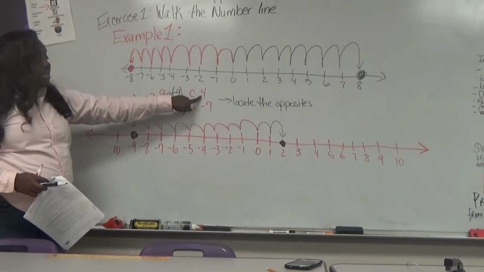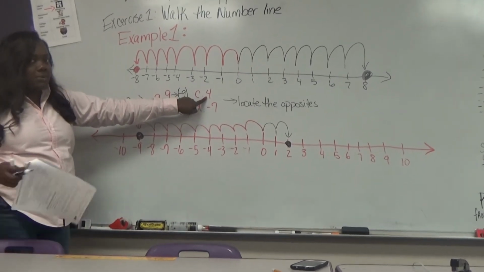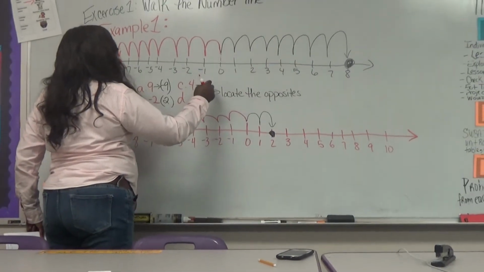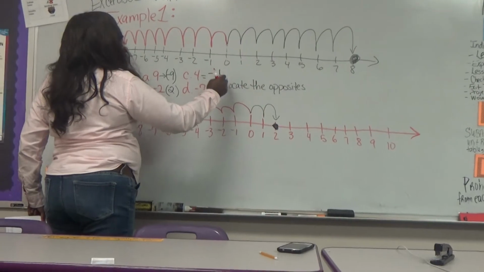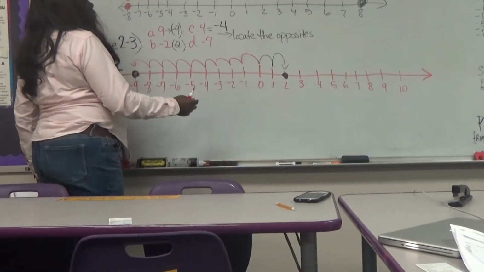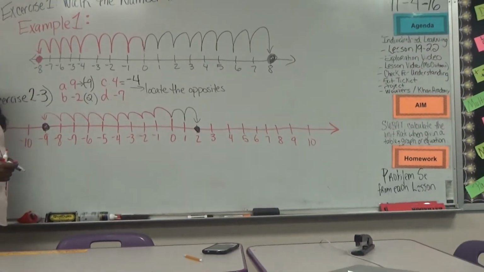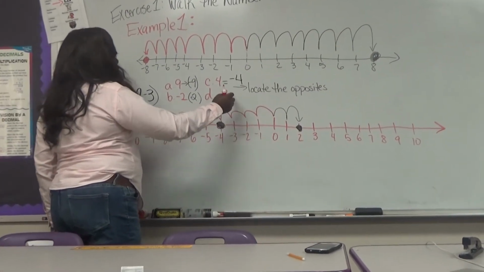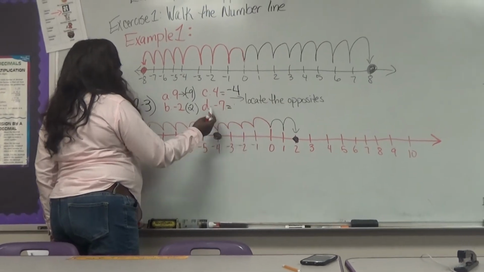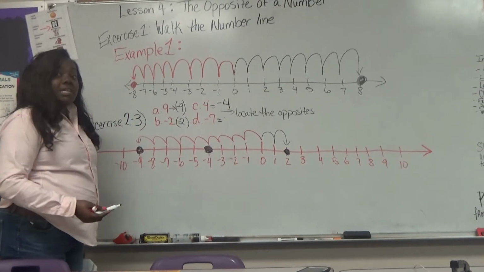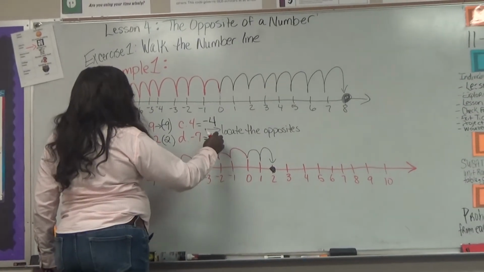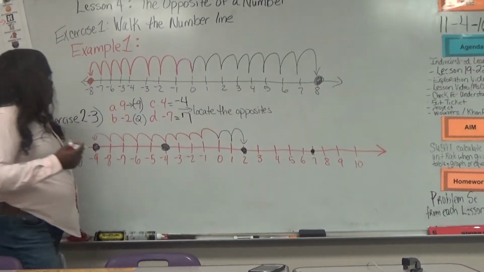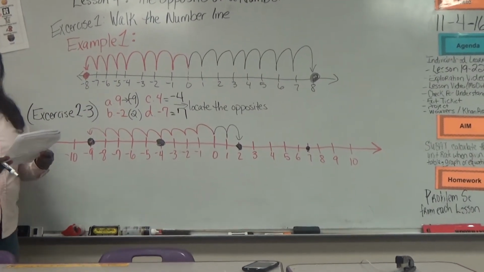Remember that you're doing the opposite of a positive 4, so the opposite of positive is negative. So I should have a dot at negative 4 because it's the opposite of a positive 4. And then I should end with a dot on what number? I have a negative 7, so the opposite of a negative 7 is a positive 7. So I'm going to have a dot also on positive 7. Okay, so this is what your number line should look like for exercise 2.